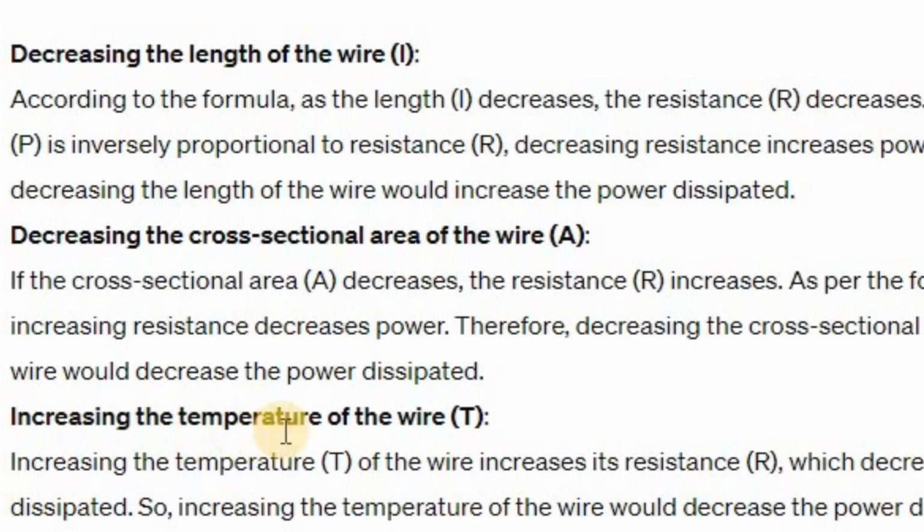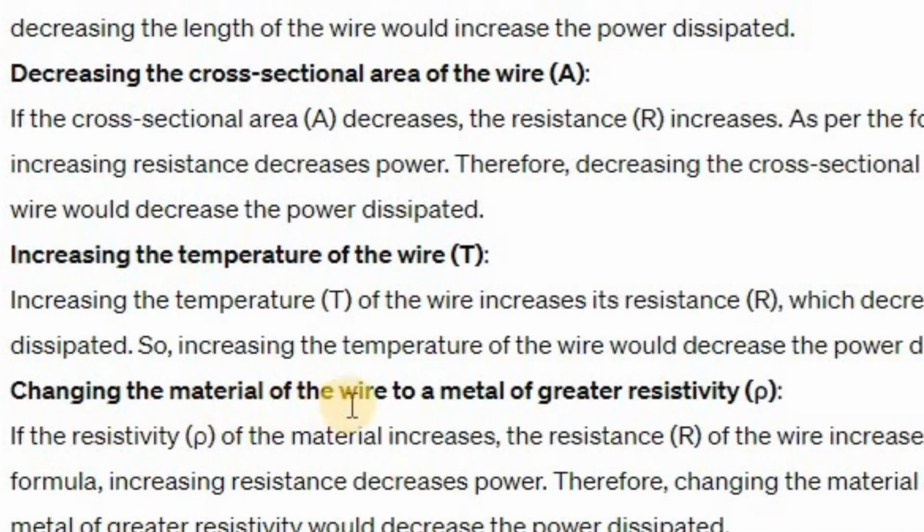Increasing the temperature of the wire T: increasing the temperature T of the wire increases resistance R, which decreases the power dissipated. So increasing the temperature of the wire would decrease the power dissipated.